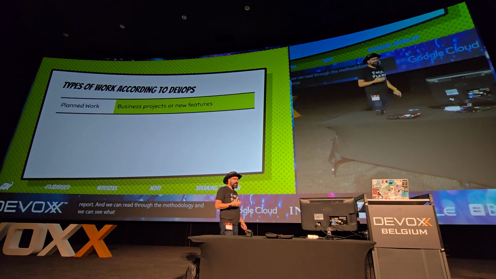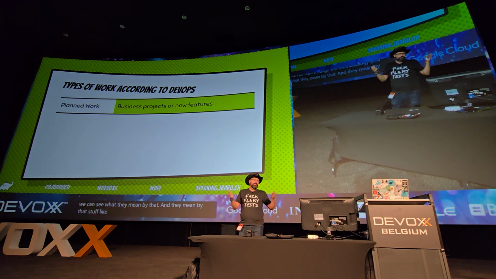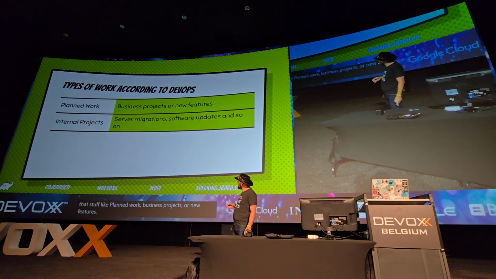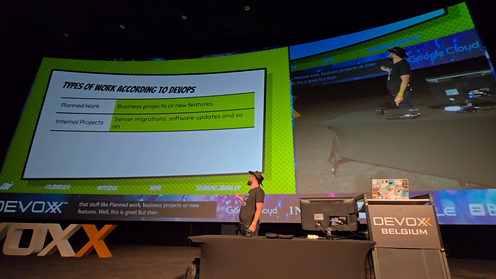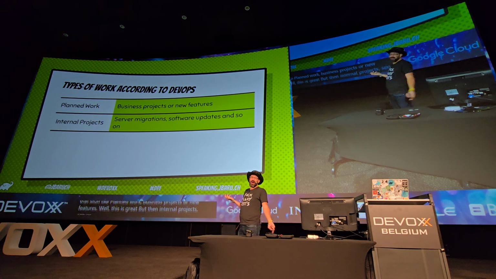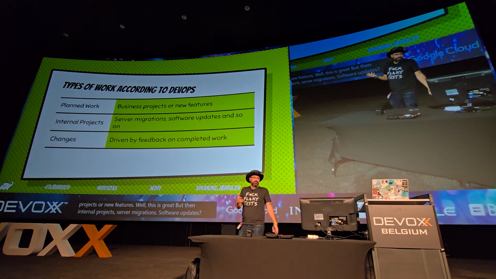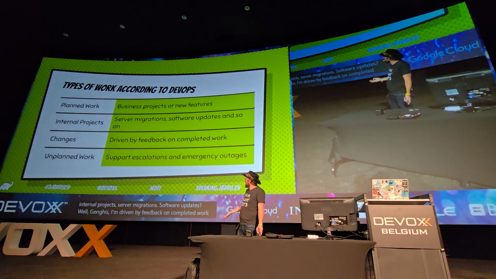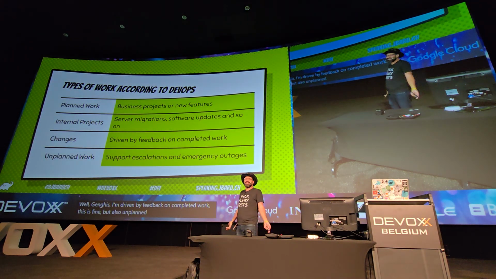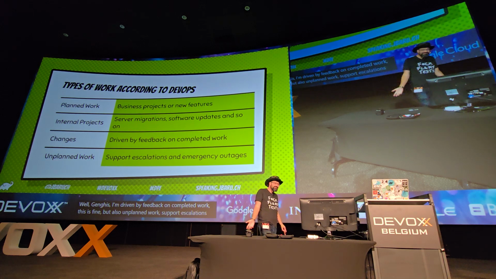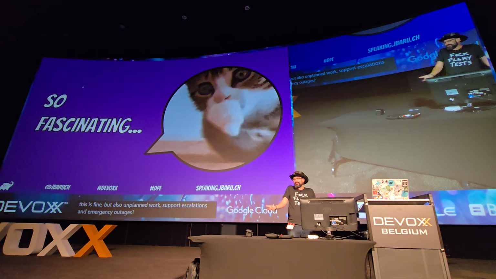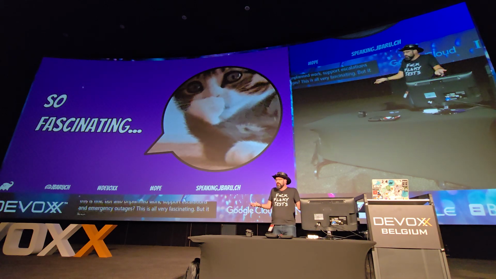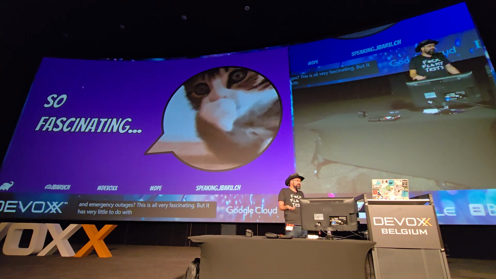And they mean by that stuff like planned work, business projects, or new features. Well, this is great. But then internal projects, server migrations, software updates. Well, changes driven by feedback on completed work, this is fine, but also unplanned work, support escalations and emergency outages. I mean, this is all very fascinating, obviously, but it has very little to do with the work of developers.